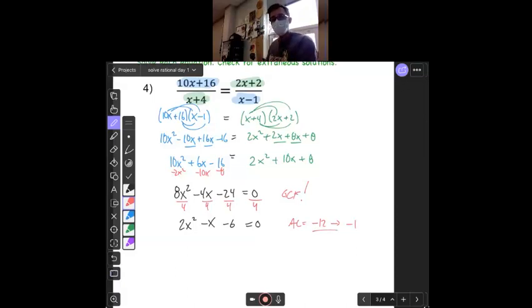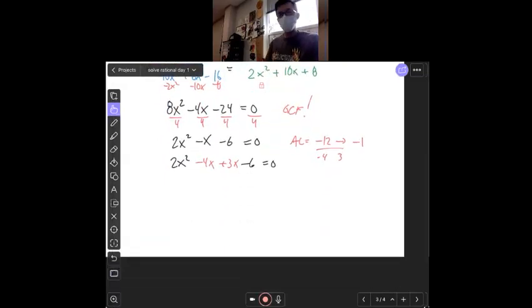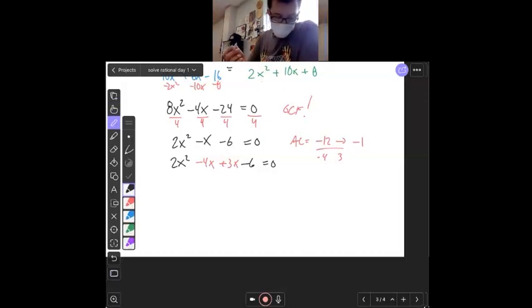So what are our factors of negative 12 to add to be negative 1? Negative 4 through 3. So 2x squared minus 4x plus 3x minus 6 equals 0. Don't lose that equals 0. It is an equation you're trying to solve. If you don't have an equal sign, it's kind of hard to solve it. Can't solve an equation that's not an equation.